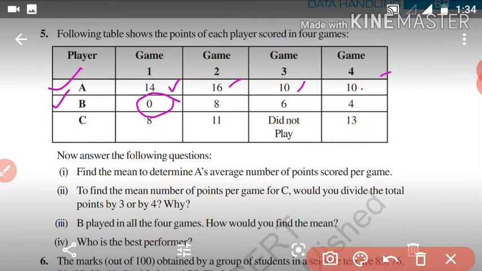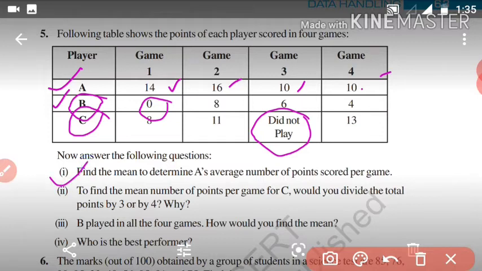Now let me tell you one thing. For game 1, player B: the score is 0. He played the game, but the score is 0. But you can see for player C, he did not play game 3. Now come to the question. Now answer the following question.